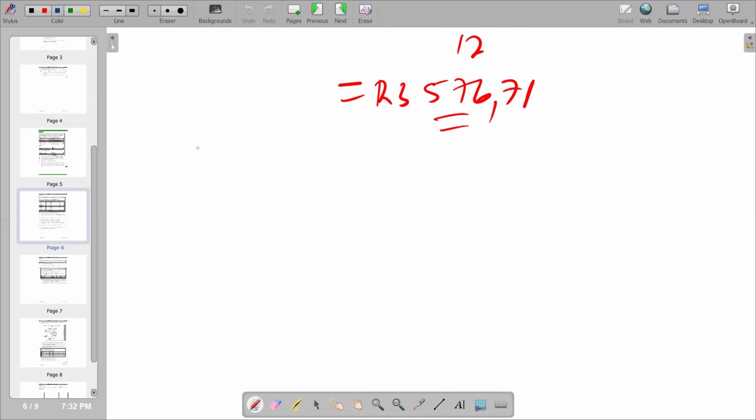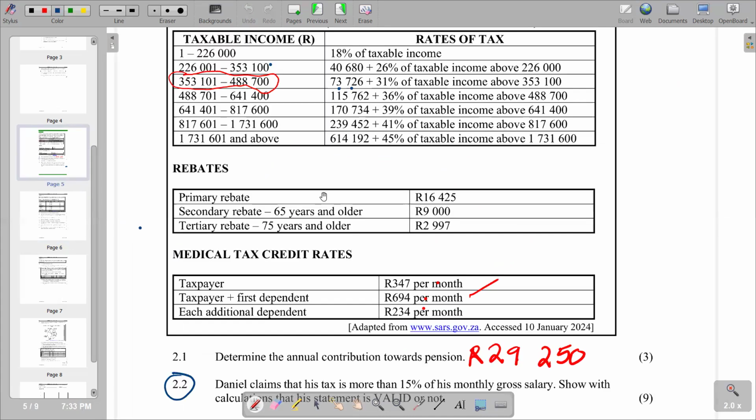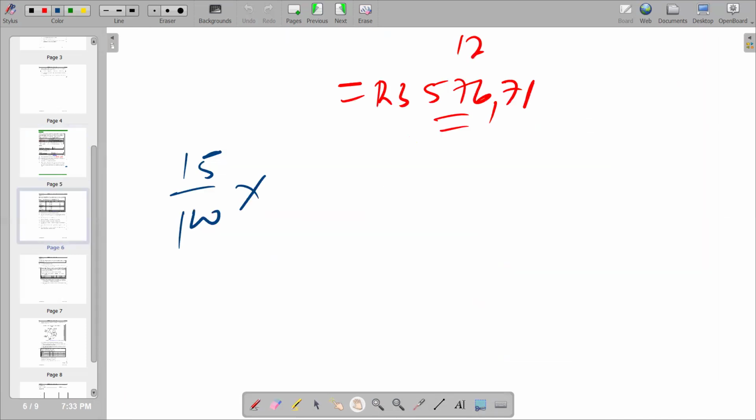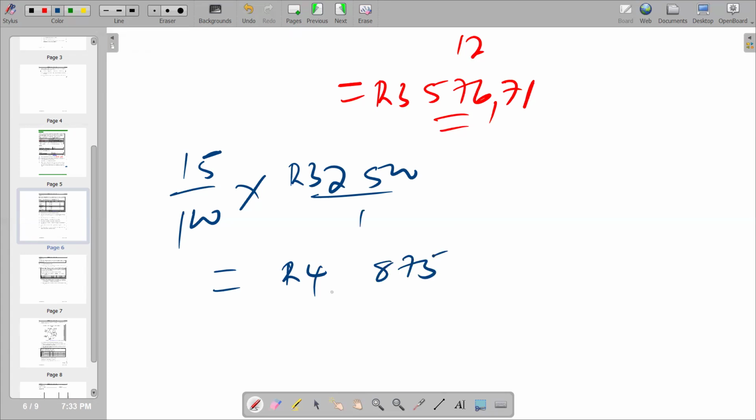So we're going to say 15%, which is 15 over 100, times obviously the gross salary, which is 32,500. So basically we come here, we say 15 over 100 times 32,500. Then you calculate there, and you see that your answer is 4,875. So basically, that's what we have. So we are just going to compare this figure and this figure.